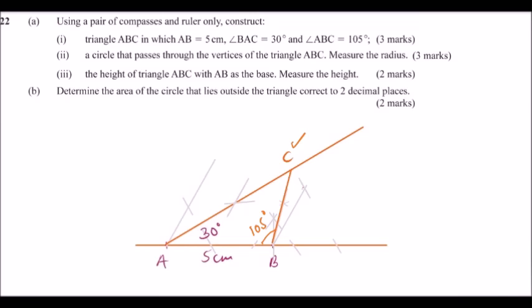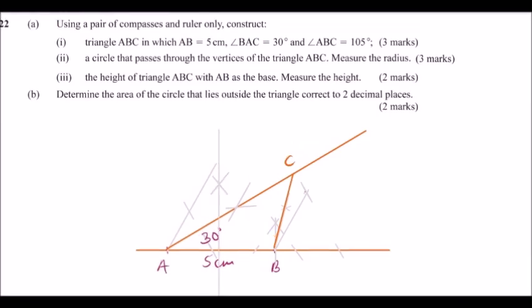So we bisect AB and BC, where the two bisectors cross each other. That will be the center. You extend your compass, you draw a circle. So in this section, I have bisected the line AB.